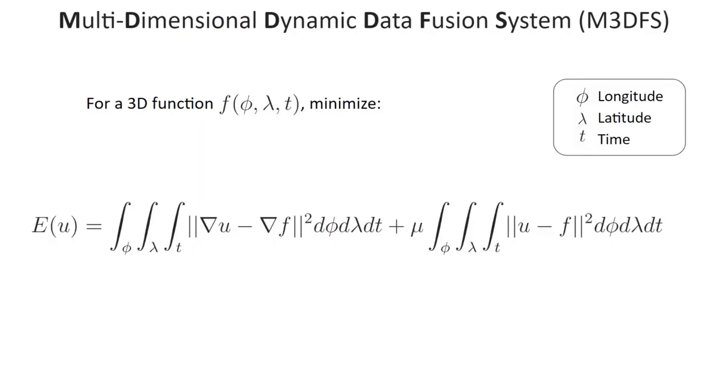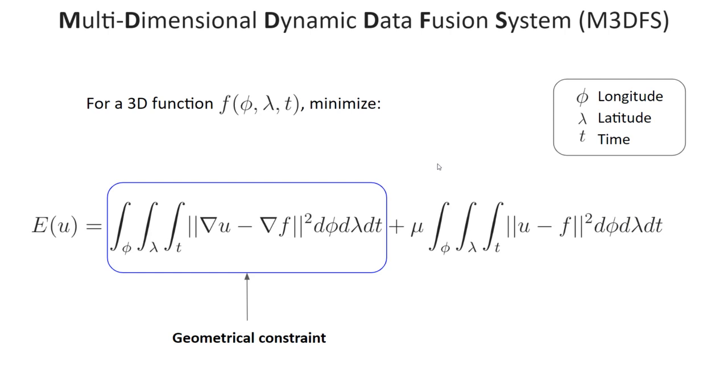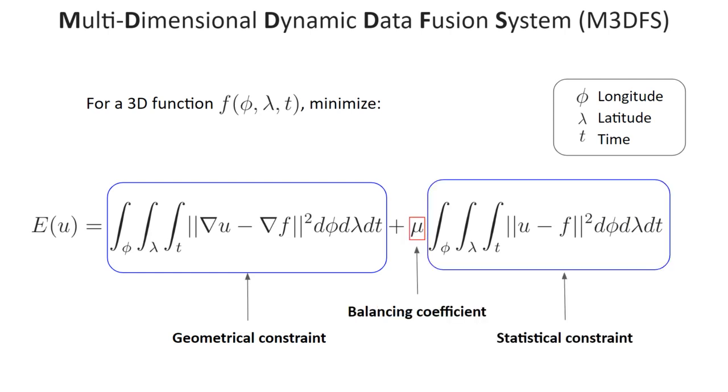At ORBTY, we've been working on a way to generate level 3 maps without introducing these artifacts. And the result of this research is the M3DFS, which stands for Multidimensional Dynamic Data Fusion System. It's basically a 3-dimensional variational model highly inspired from computer vision methods. It's composed of 2 fidelity terms. The first one is a geometrical constraint on the solution U, and the second term is a statistical constraint, with both terms being balanced with a fixed coefficient mu.